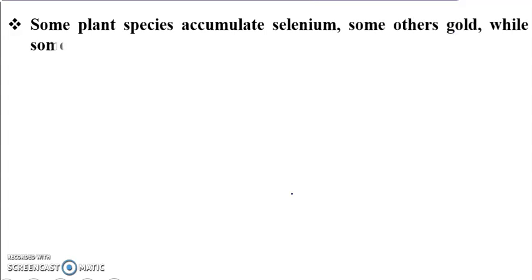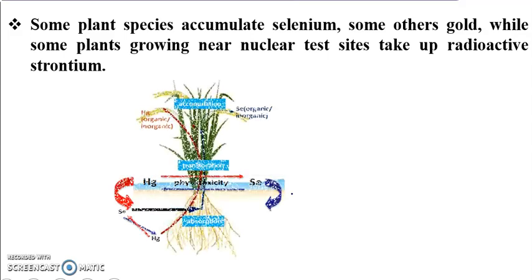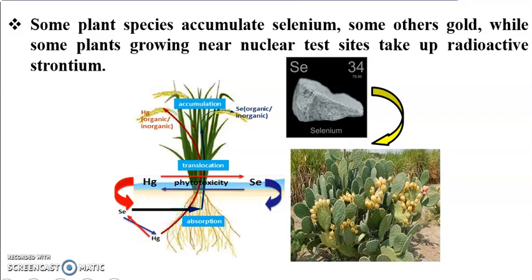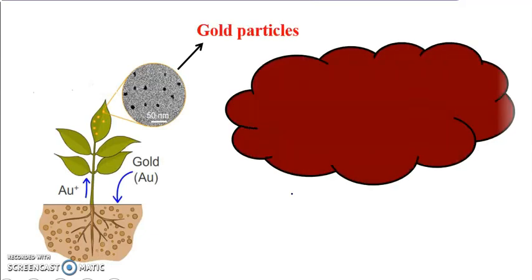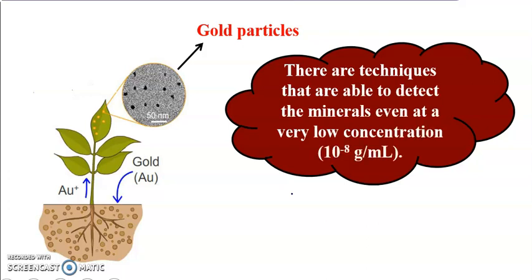Okay, there are some, as I've said, gold, selenium, uranium, strontium. These are not needed for the plant, but they have been found in the plant. Selenium was found in the plant. Why is it so? Why is gold being found in the plant? Gold particles, in fact, were found at as low as a concentration of 10 to the power of 8 grams per ml. They are not even found in high concentrations. They were found in very, very low concentrations, but still they were present.